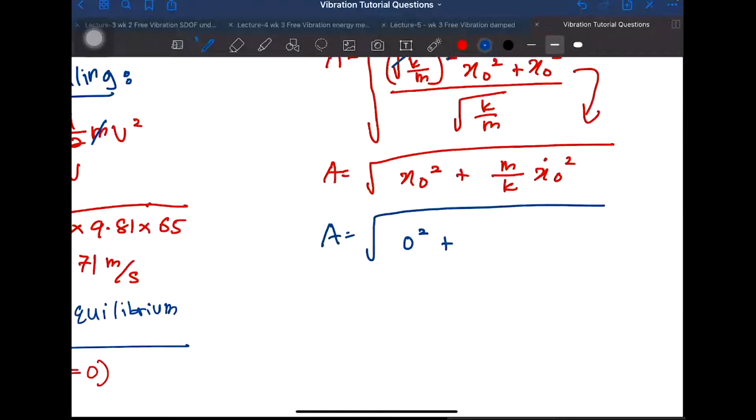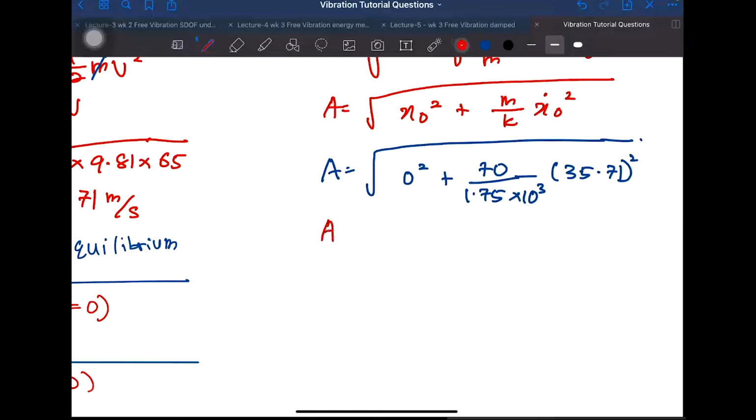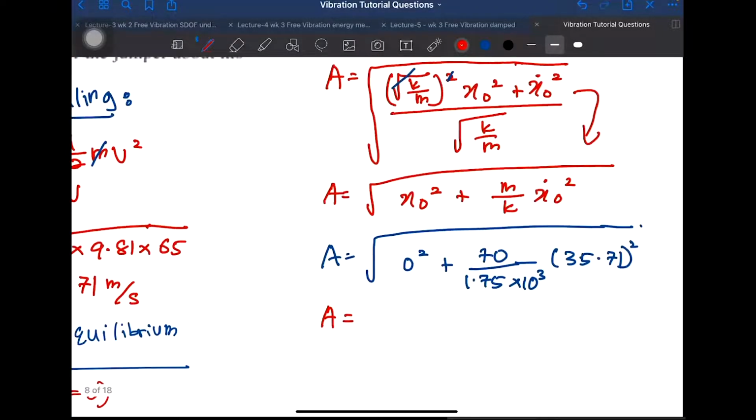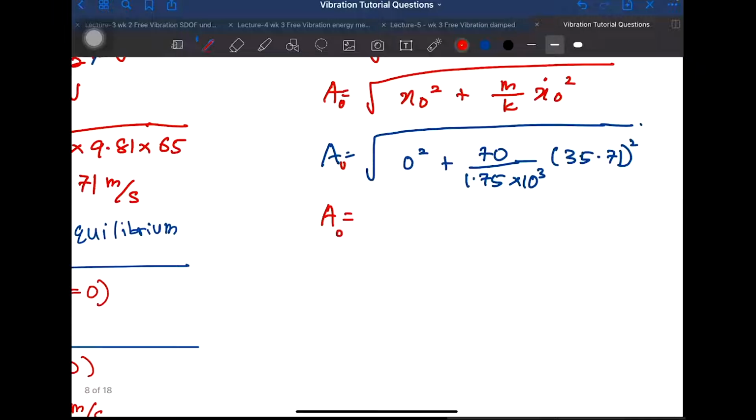Substitute all the values. The mass is 70 kg over the stiffness 1.75 kilo, times the velocity naught squared, which is 35.71. Okay, so once you calculate this, you'll get your A, your amplitude. Sorry, I forgot to put a naught. Your amplitude is 7.142 meter. This is the answer for the amplitude.